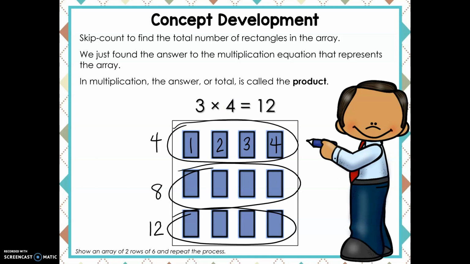So in multiplication, the answer, or total, which was 12, is called the product. That is the answer to a multiplication problem.